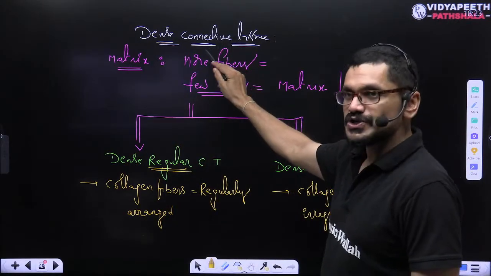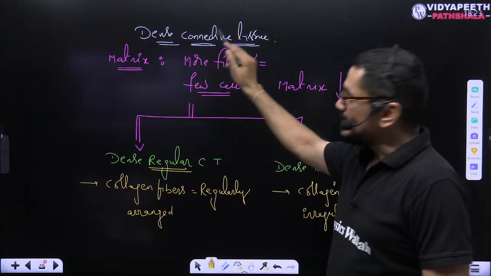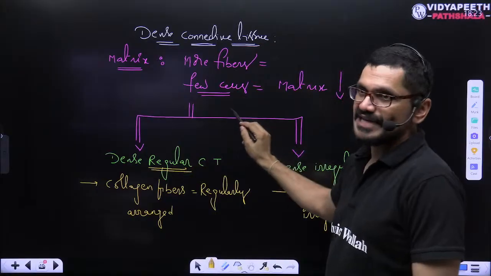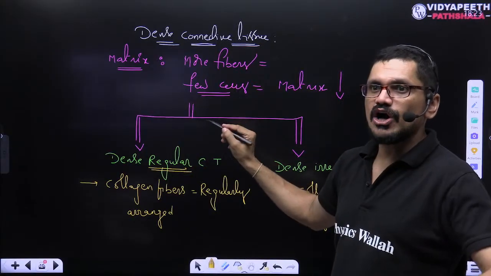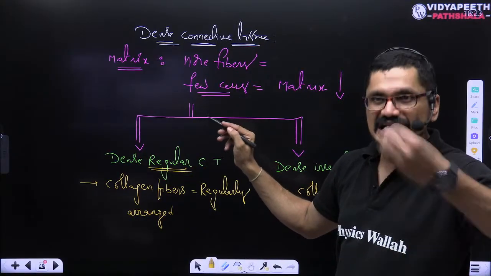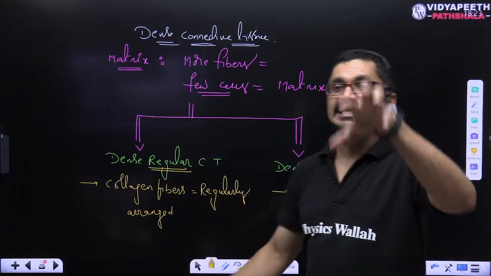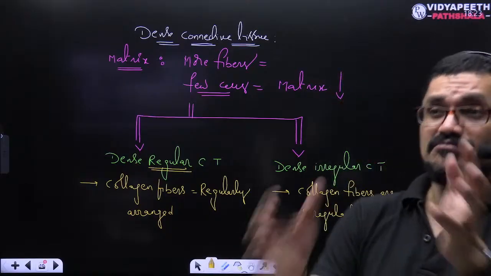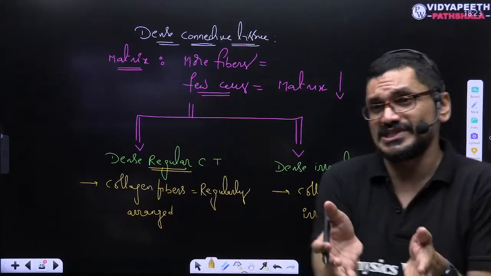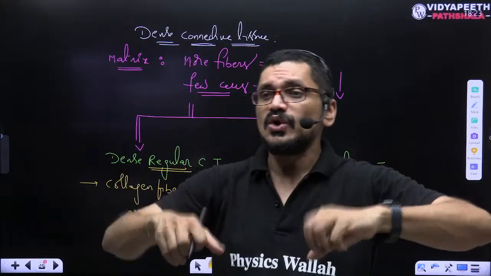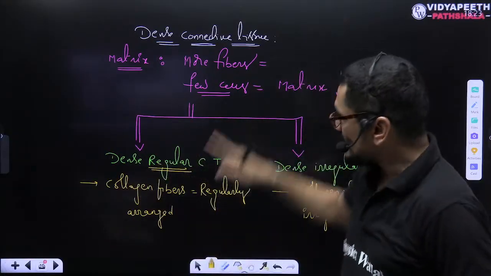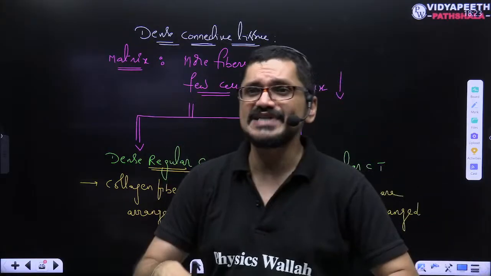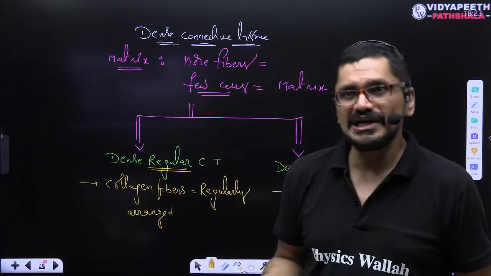So today I have started dense connective tissue. In the dense connective tissue matrix, more fibers are present, few cells are present. If few cells are present, obviously the matrix also will be less in quantity. Why? Because cells will secrete the matrix. You have to remember this fundamental point. Matrix is nothing but the ground substance where all the cells are present. Who is going to secrete that matrix? Cells are going to secrete. If cells are less in number, obviously matrix will be less.